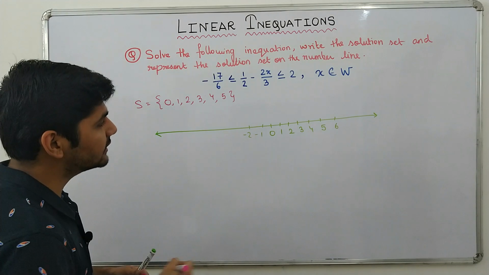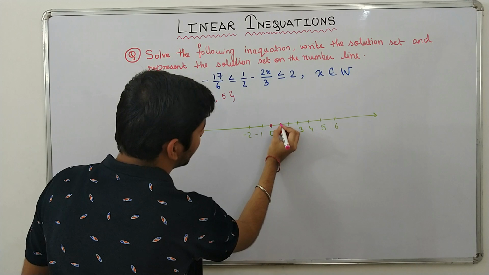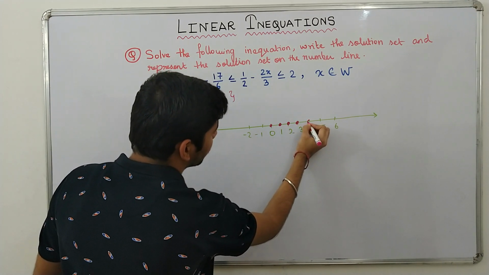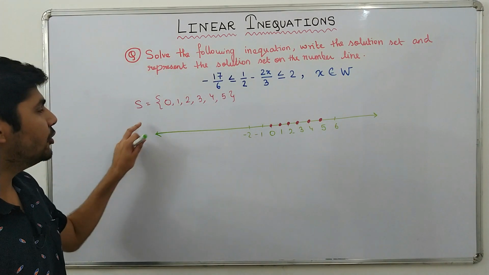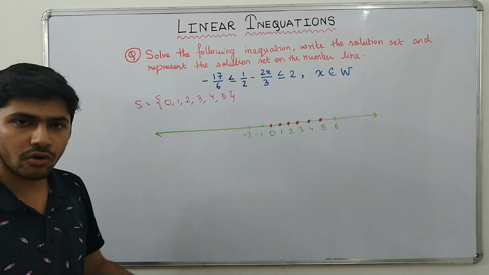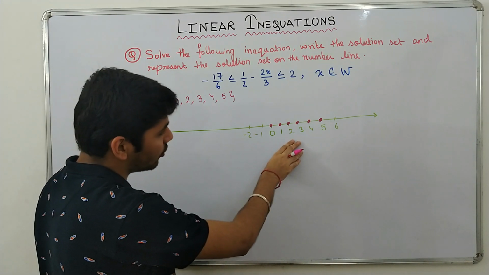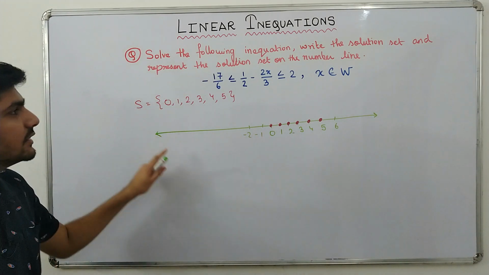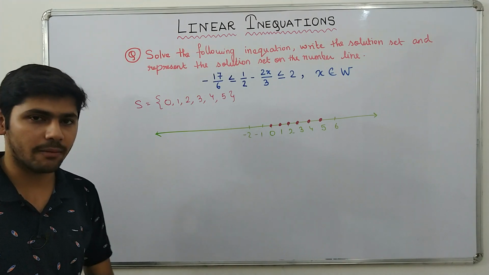So the representation on the number line will be a mark on 0, a mark on 1, a mark on 2, a mark on 3, on 4 and on 5. Okay, because the value of x can be 0, 1, 2, 3, 4, 5. So the number line looks like this: a mark on 0, a mark on 1, a mark on 2, on 3, on 4 and 5. So this is the representation of the solution set on the number line when x belongs to whole numbers.